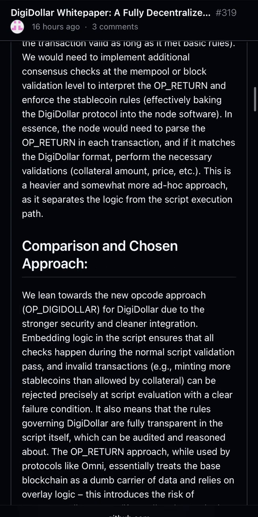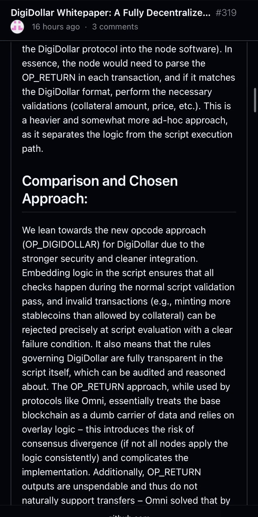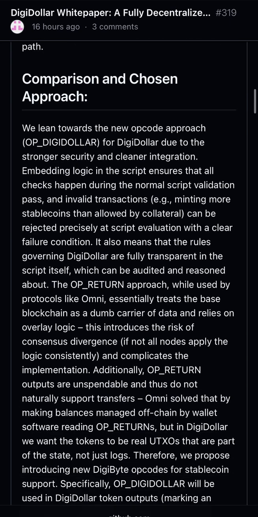In essence, the node would need to parse the OP_RETURN in each transaction, and if it matches the DigiDollar format, perform the necessary validations: collateral amount, price, etc. This is a heavier and somewhat more ad hoc approach, as it separates the logic from the script execution path.